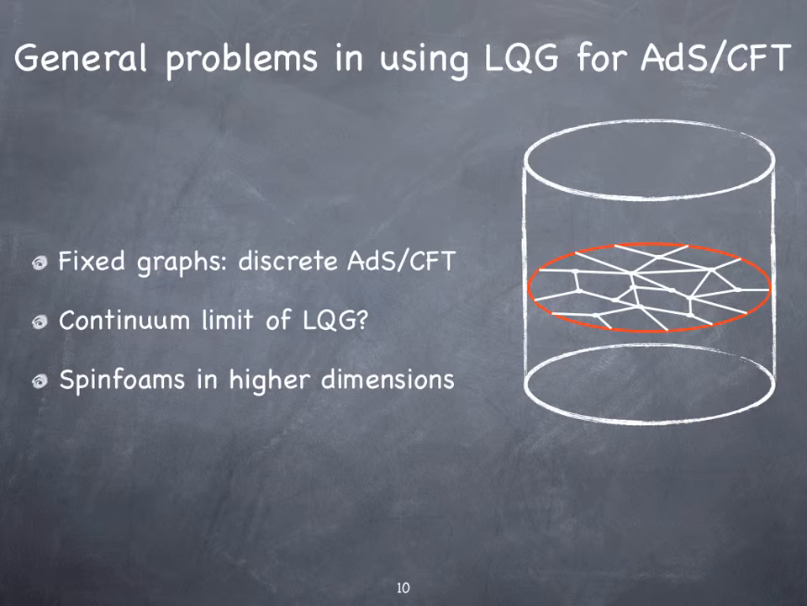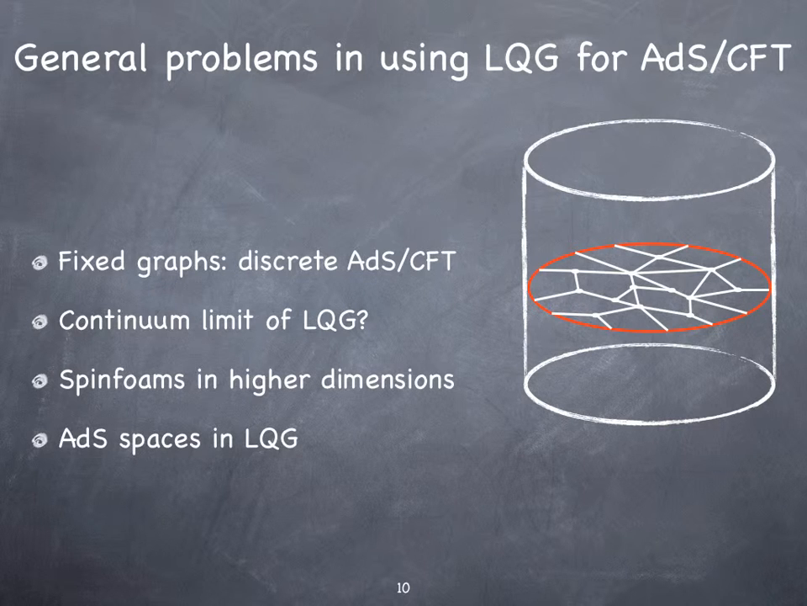Spin foams are just a kind of path integral formulation of loop quantum gravity, and they're mainly done only in 3+1 dimensions. There's work on higher dimensions, but it's using some older techniques which have been surpassed by some more appropriate definitions in 3+1 dimensions, so one would also need to generalize that to higher dimensions.